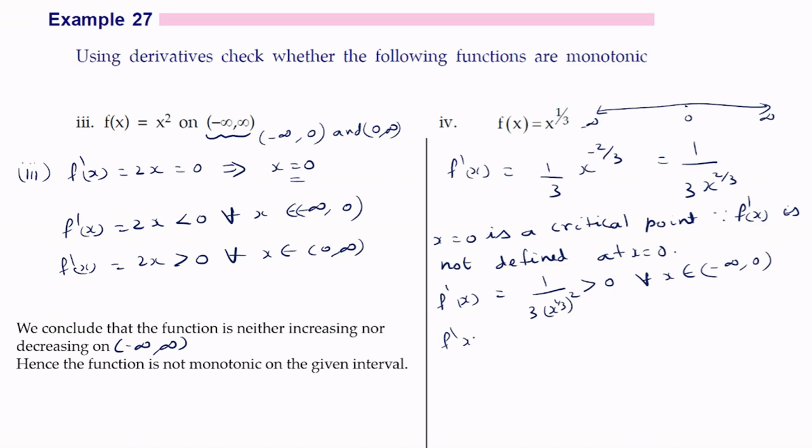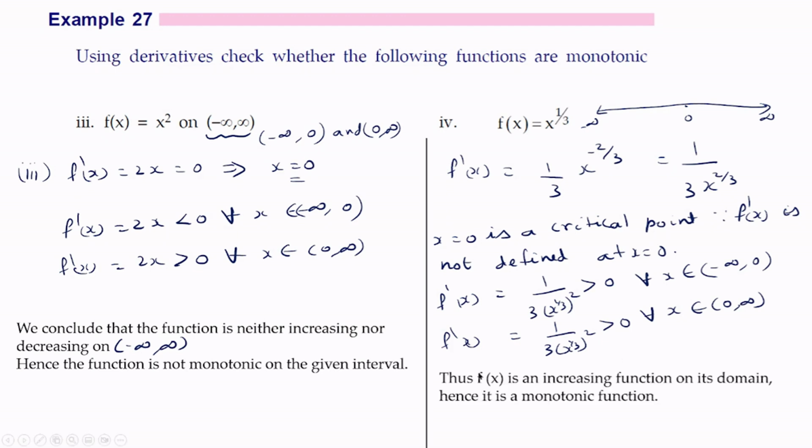Again f dash of x equal to 1 by 3 into x raised to 1 by 3 the whole square. This is also more than 0 for all x belongs to 0, infinity. So here we can see that f of x is an increasing function on its domain and hence it is a monotonic function. So it is increasing from minus infinity to 0 and 0 to infinity. So it is a monotonic function.